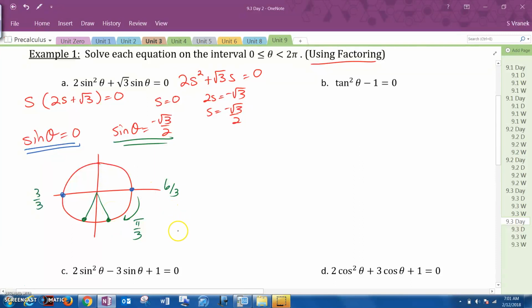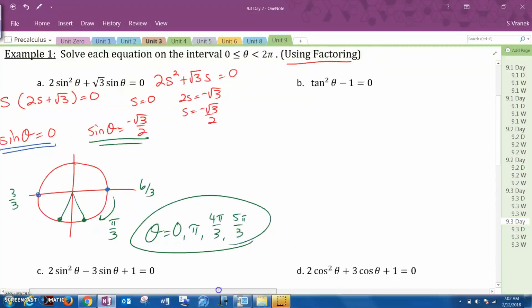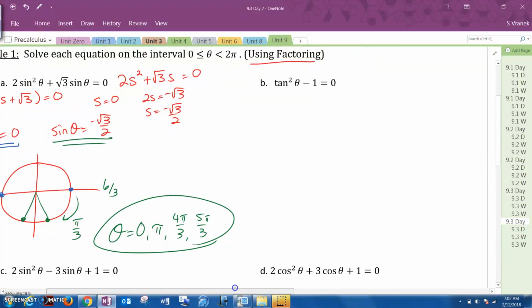So we have our final answers. We have that theta is at 0 and pi from this answer. The two blue dots are 0 and pi. And then we have 4 pi over 3 and 5 pi over 3. And that's it. That's how you do that. Alright, so those are 4 of our answers. Let's move on and do the next one.